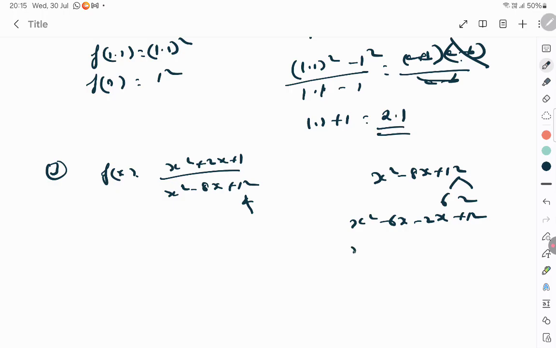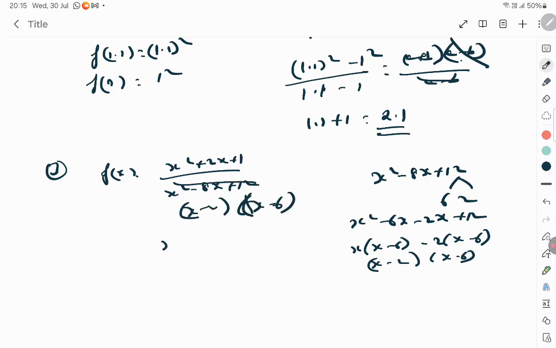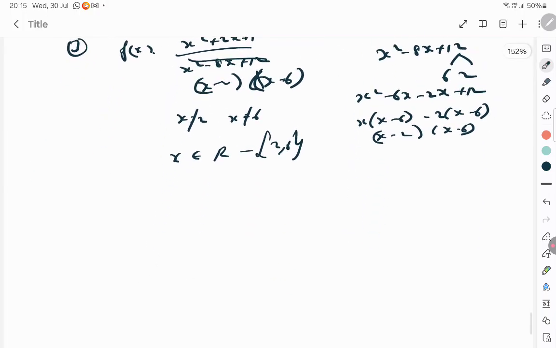Okay, so then x square, x into x minus 6 minus 2 into x minus 6, which is x minus 2 into x minus 6. Strike it off and write x minus 2 into x minus 6. You know denominator, x cannot be 2, x cannot be 6. Therefore, x is an element of all real numbers other than 2 and 6. Write it in flower bracket. Let's go to the next question, which is the fourth question.